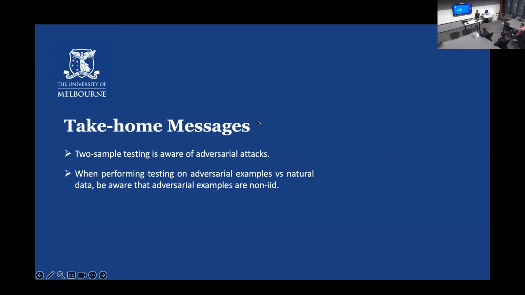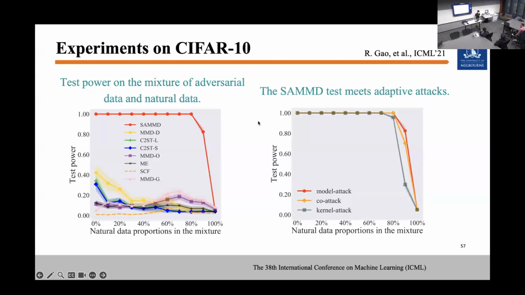Can I go back to the previous slides? Yeah, this mixture of adversarial data and natural data. Does this picture imply that adversarial training works? Like if we do adversarial training to protect against the attack, then after the training, it will be indistinguishable for the test?